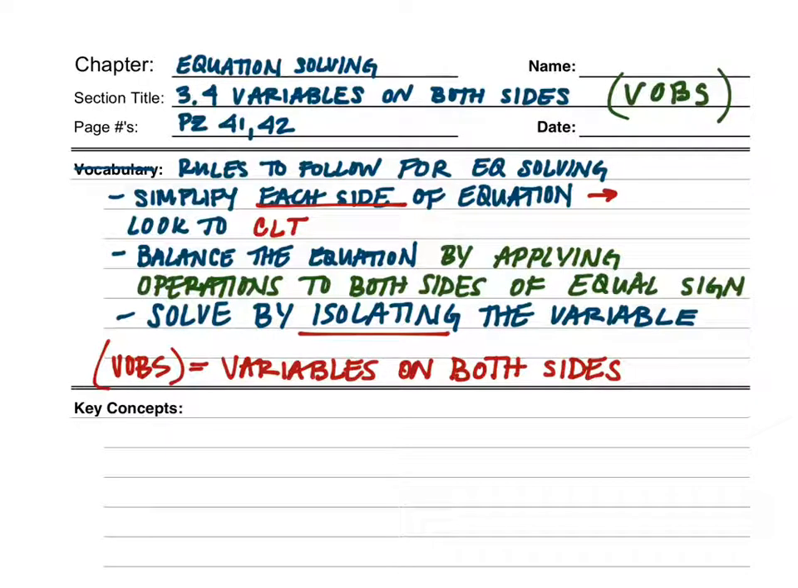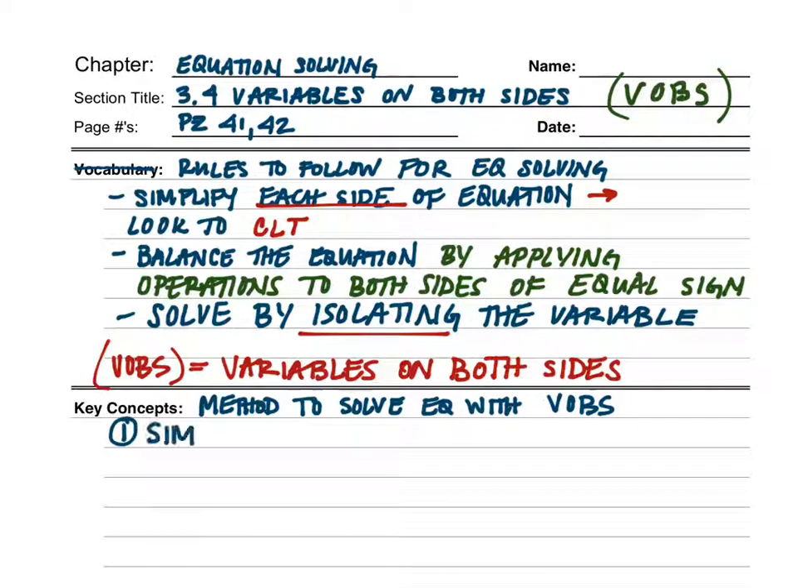So we're going to move to the method for solving equations that have variables on both sides. Now this is a 4-step method. The first step is to simplify each side if possible. Now again, when I talk about simplifying each side, I'm talking about combining like terms.